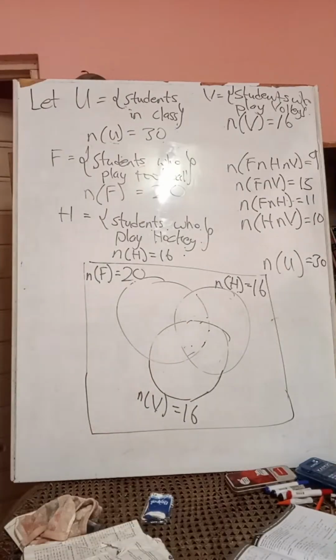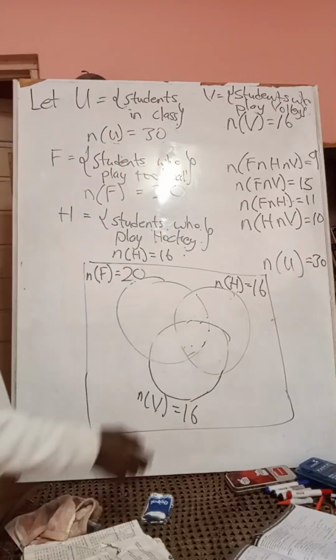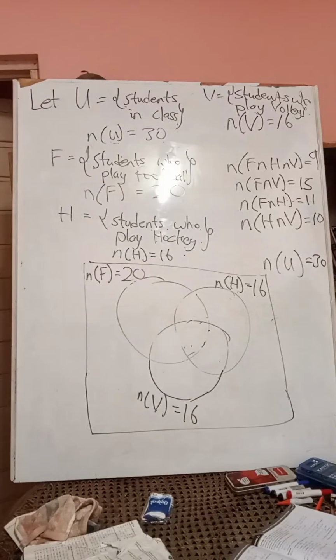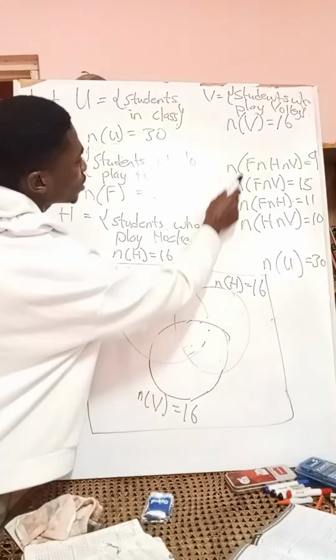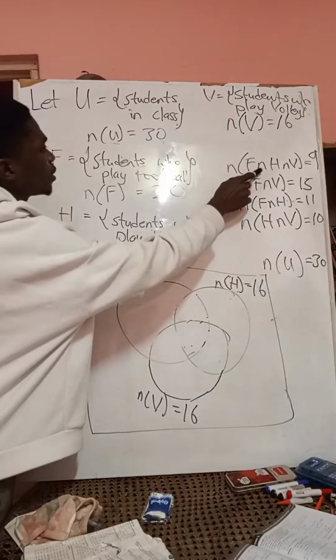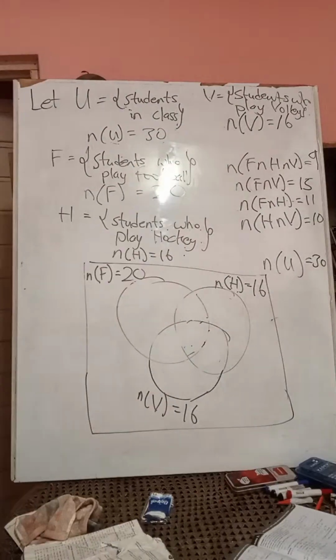Whenever you want to represent a variable, maybe if this one was not given, what you do is write it here. So it should be number of F intersection H intersection V equals what? X. You should write it there before writing it here. I hope you understand. That's all.